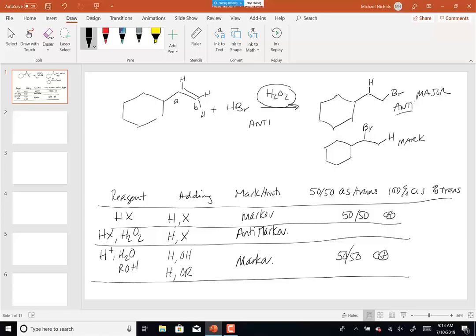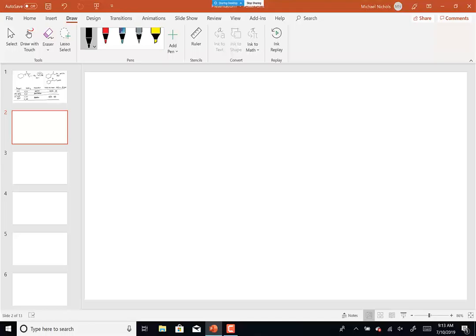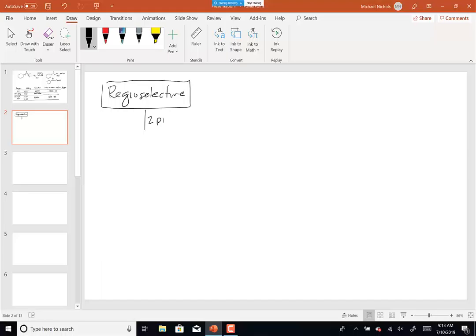Is this reaction regioselective? Now, when we're talking about regioselective, we can make a little checklist of whether something is regioselective or not. We could even make a flowchart if you're into flowcharts. So what's the first thing that I need to have for regioselectivity? Two products. So do we have two products? Yes or no? What happens if we don't have two products? It's not regioselective. If it is, we continue on. So if it's yes, we continue on.